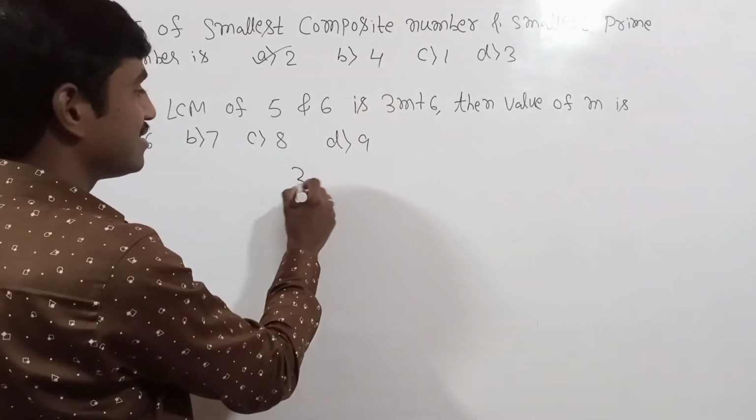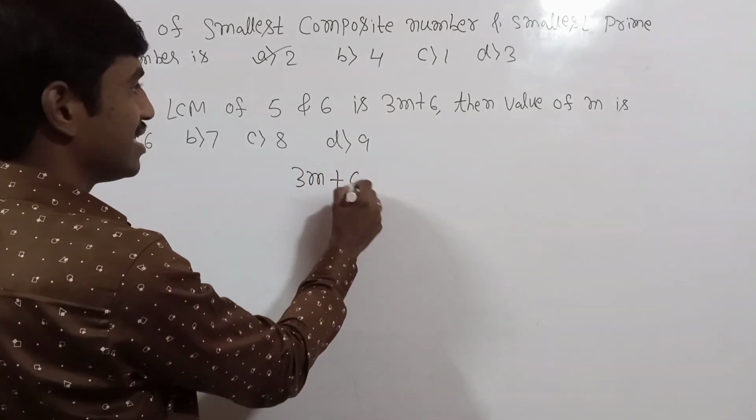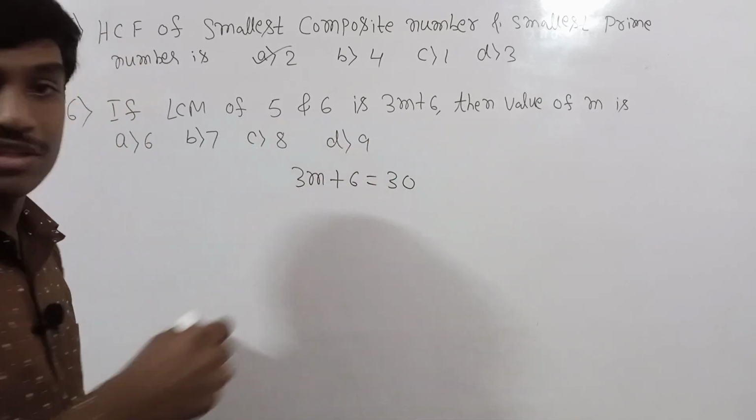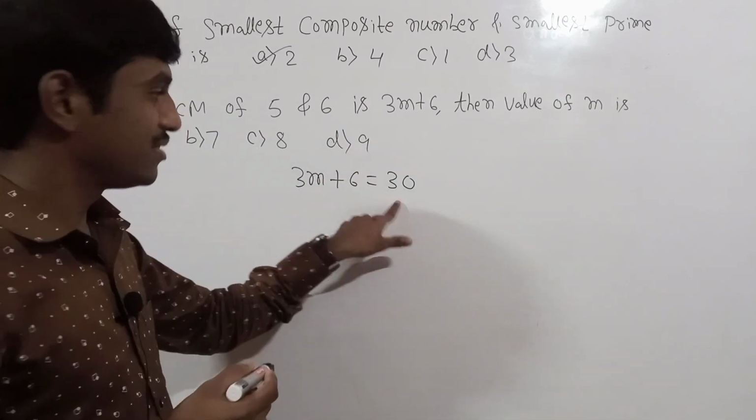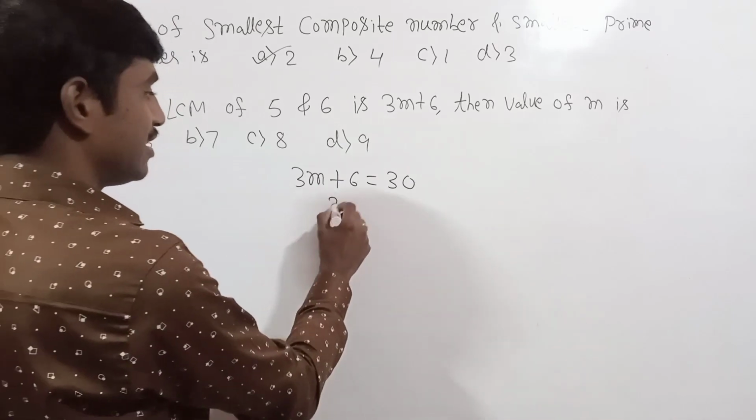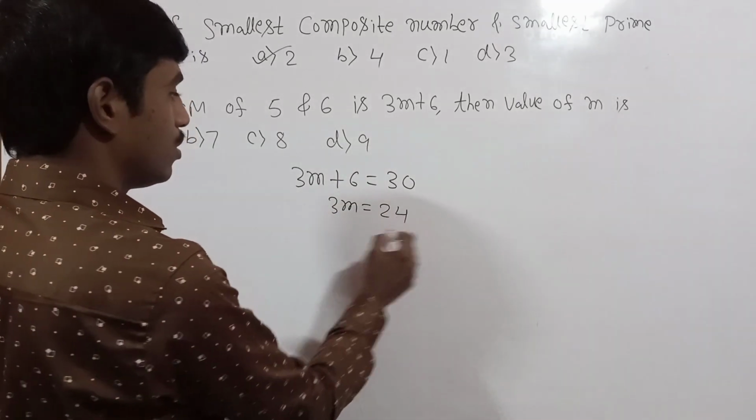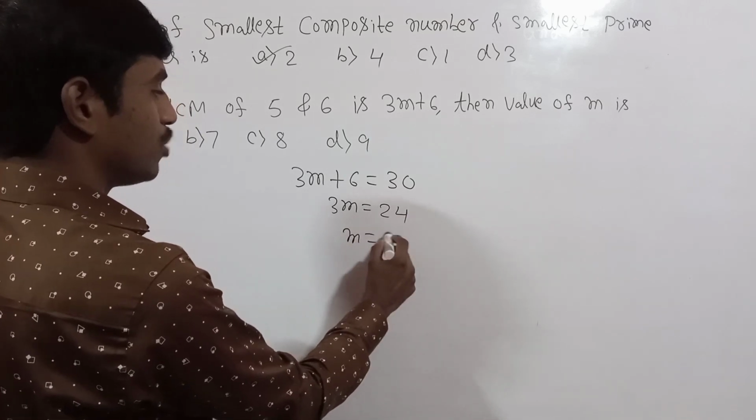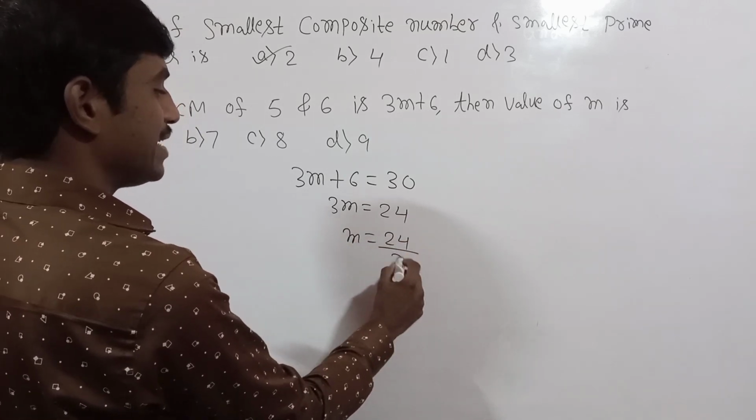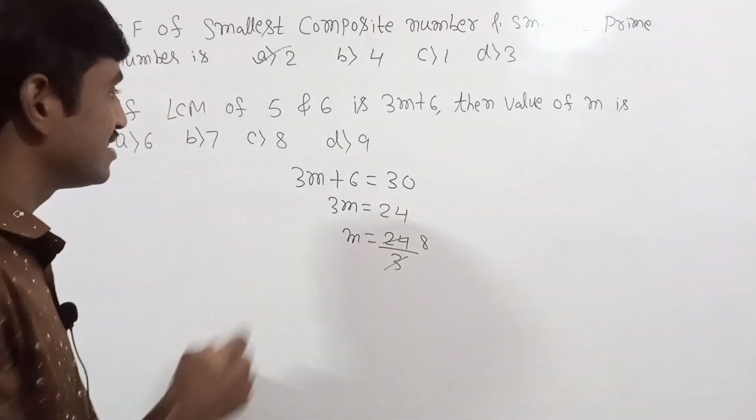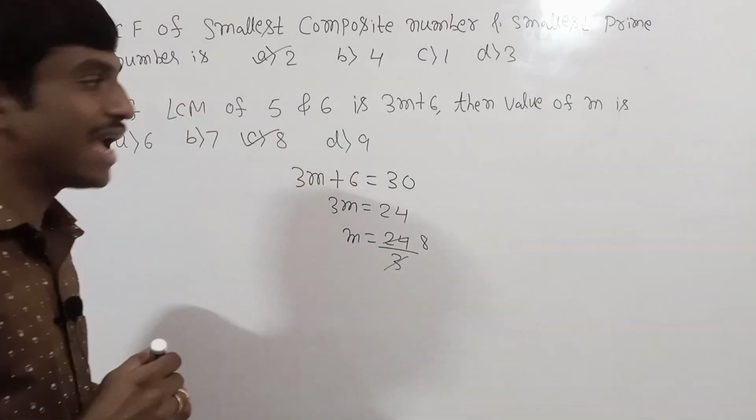So we can write 3m plus 6 is equal to 6 into 5, which is 30. The LCM is 30. So 3m plus 6 is equal to 30. 3m is equal to 30 minus 6, which is 24. Now m is equal to 24 divided by 3. 3 eights are 24. So the answer is option C, which is 8.